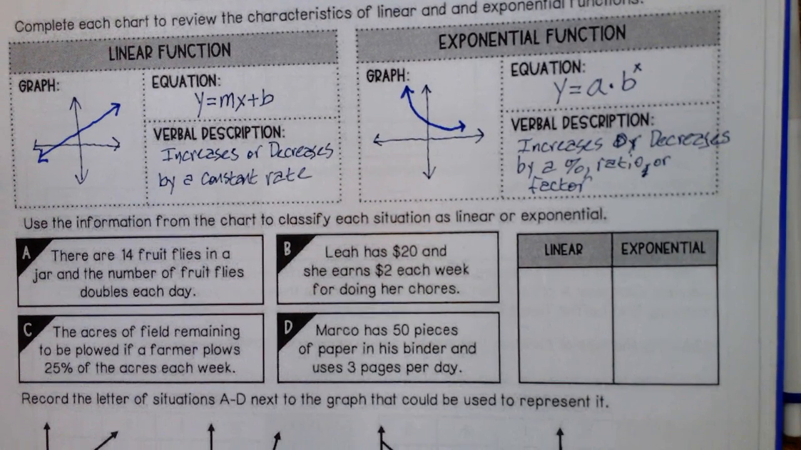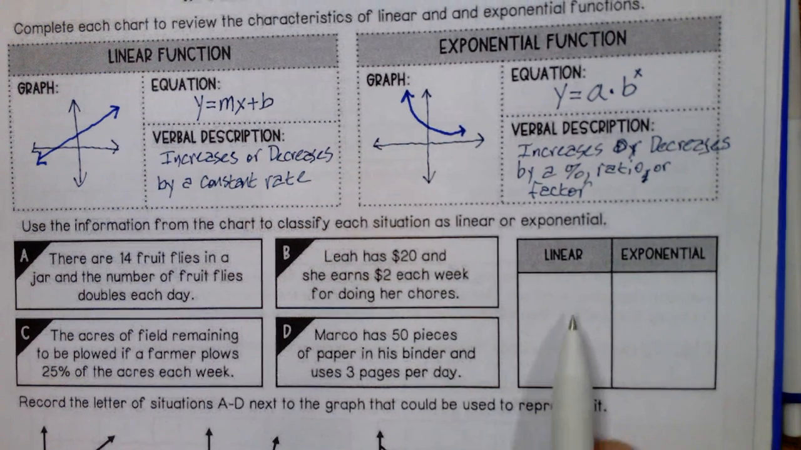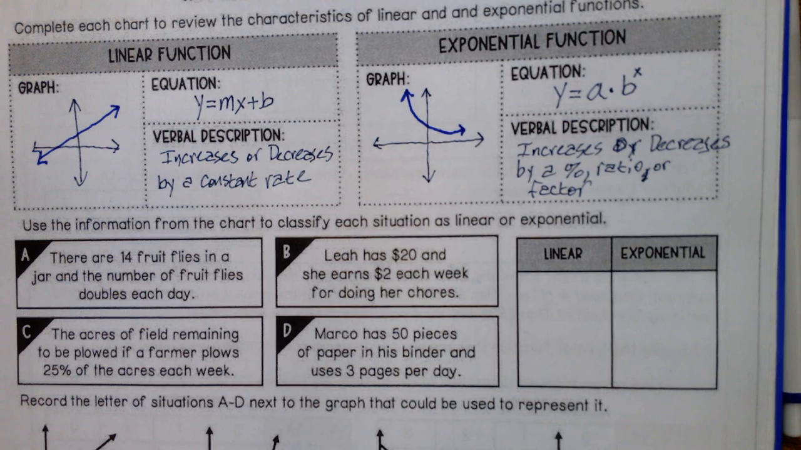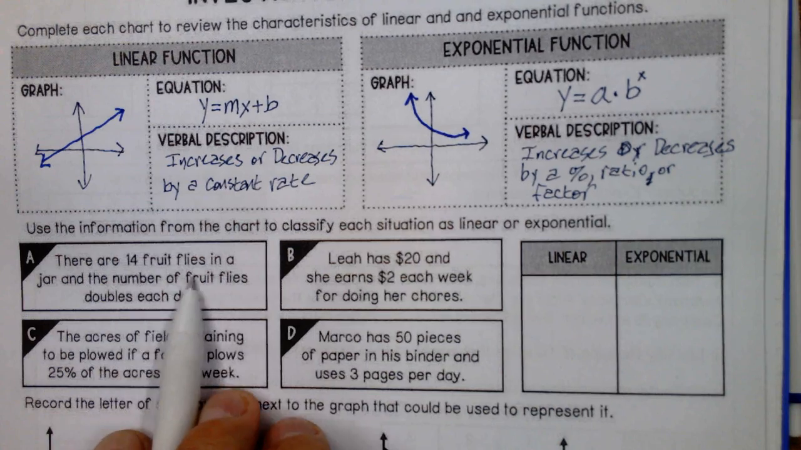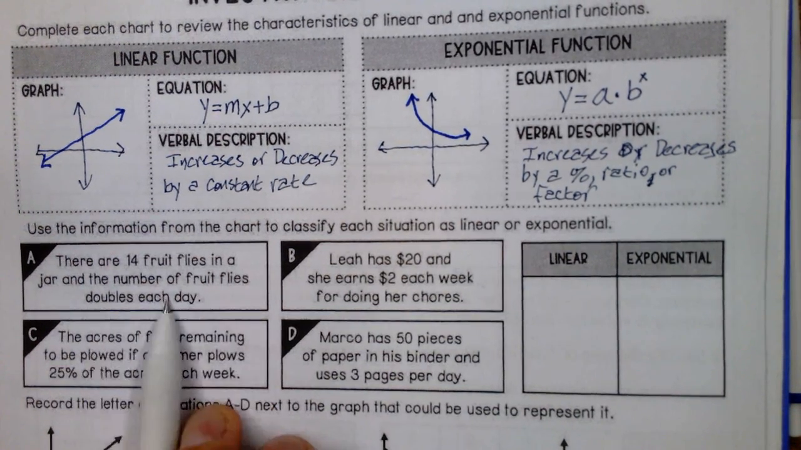So we have a few situations here. Use the information from the chart to classify each situation as linear or exponential. So we have A through D, and then we're going to list it here. A through D is either being linear or exponential. Okay? You guys ready? Let's take a look at this first one. Let's read it together. There are 14 fruit flies in a jar, and the number of fruit flies doubles each day.